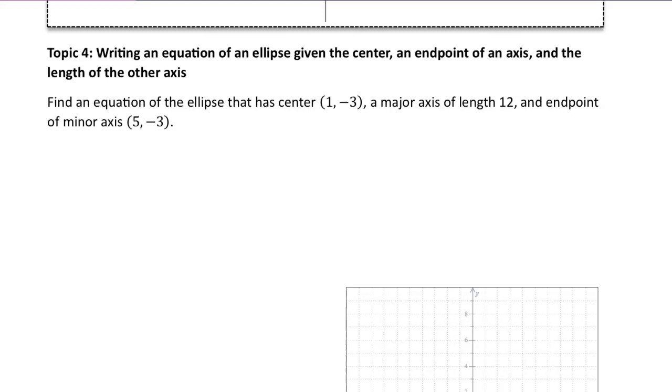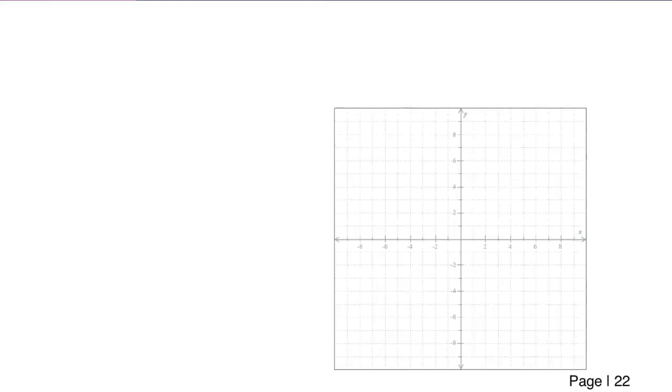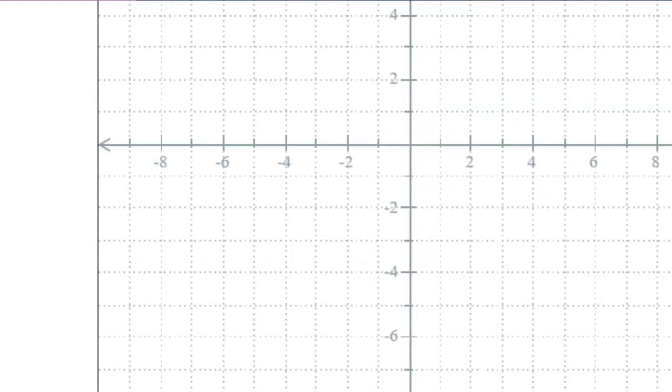Find an equation of the ellipse that has center (1, -3), a major axis of length 12, and endpoint of minor axis (5, -3). Let me plot the center first to try to sketch this out, okay? So the center is at (1, -3). So go 1 to the right, down 3, plot that center.